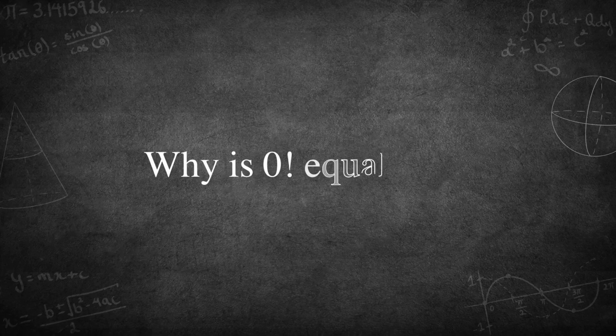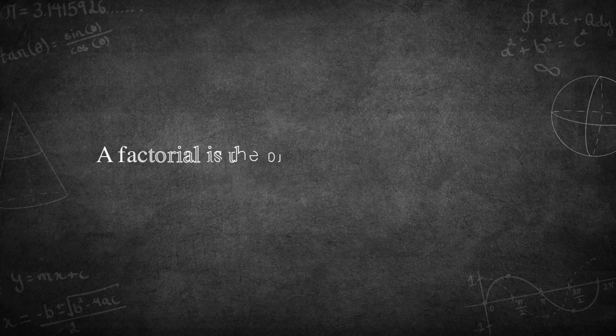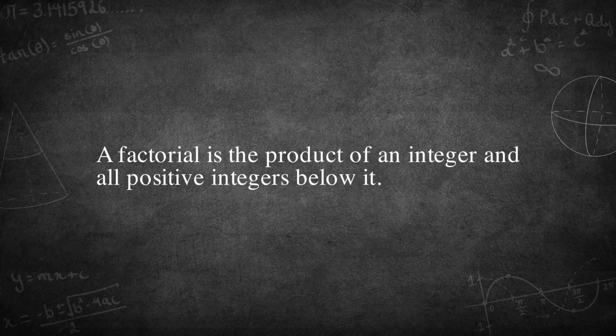Why is 0 factorial equal to 1? Before we dive into why 0 factorial equals 1, let's first understand what a factorial is. A factorial is the product of an integer and all positive integers below it.